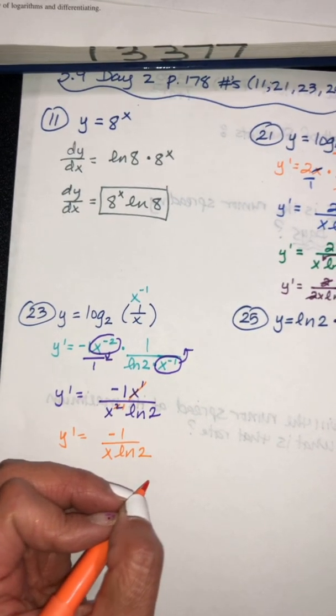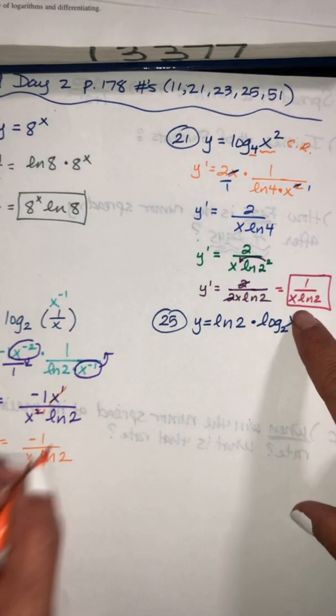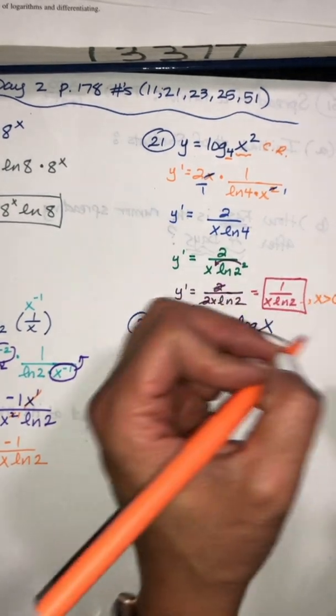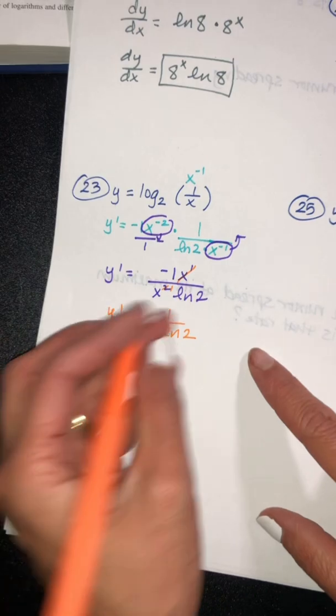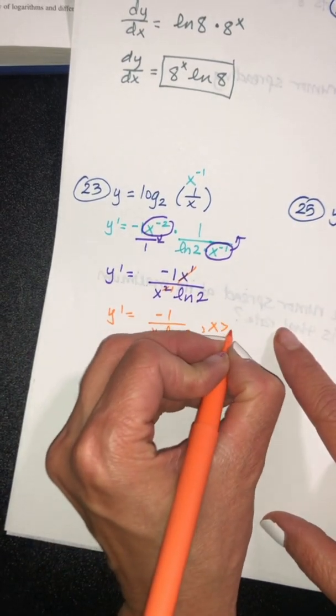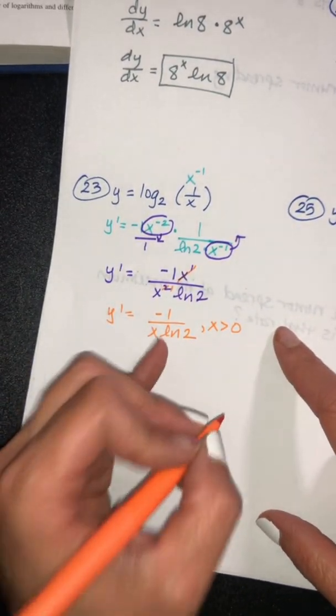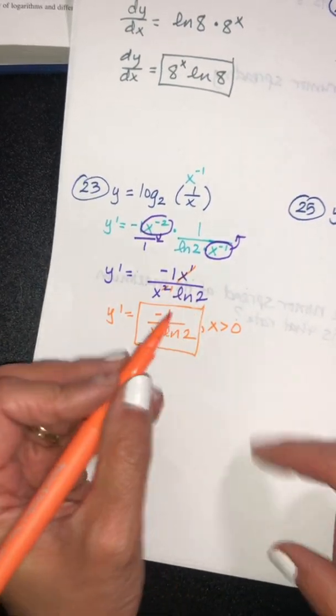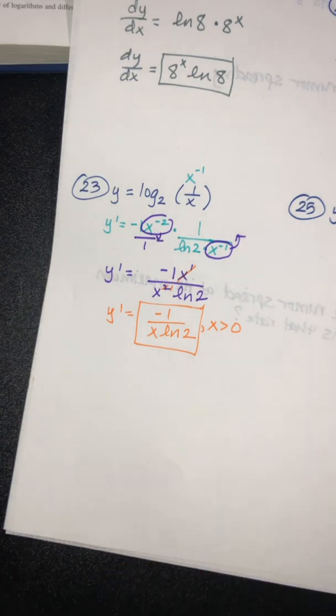Oh, you know what? I should have mentioned this back here. We have an x in the denominator, so we have to state that x has to be greater than 0. And same down here, we got pretty much the same answer except negative. So x is in the denominator, so x has to be greater than 0 because we cannot have a 0 in the denominator.